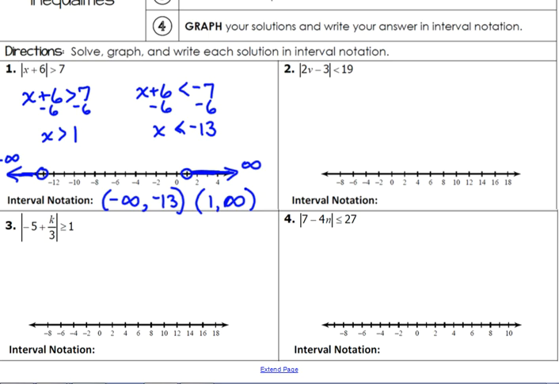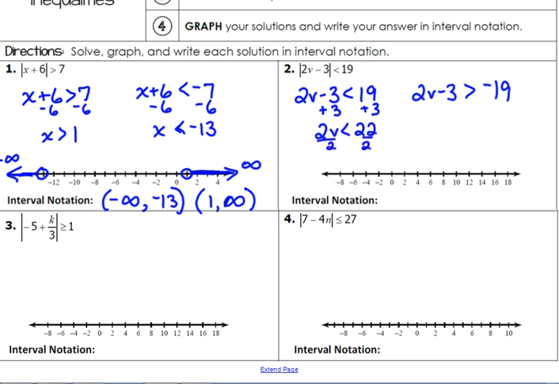Number 2, already isolated, nothing to do there. Let's set up our 2 cases. 2b minus 3 less than 19. KISS: keep it, 2b minus 3, switch the inequality, greater than, switch the sign, negative 19. Solve our 2 cases. Add 3 to both sides, 2b is less than 22, divide by 2, b is less than 11.